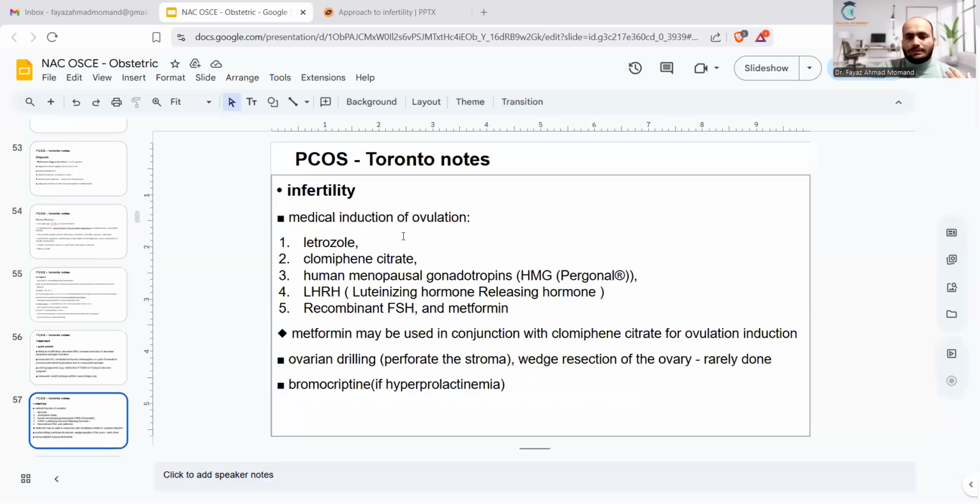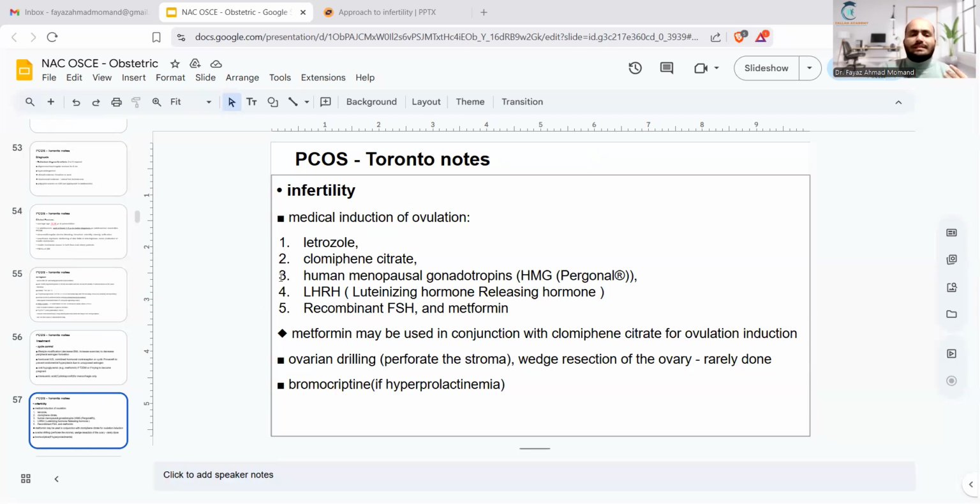Now, to induce ovulation in these patients, we can try medications such as letrozole, clomiphene, gonadotropins, luteinizing hormone releasing hormone, FSH and metformin. So these are some of the options to induce ovulation when we are trying to help someone with PCOS get pregnant. These will again be together with trying to get them to lose weight, since normal weight would also have good outcomes for the fetus and the patient themselves.